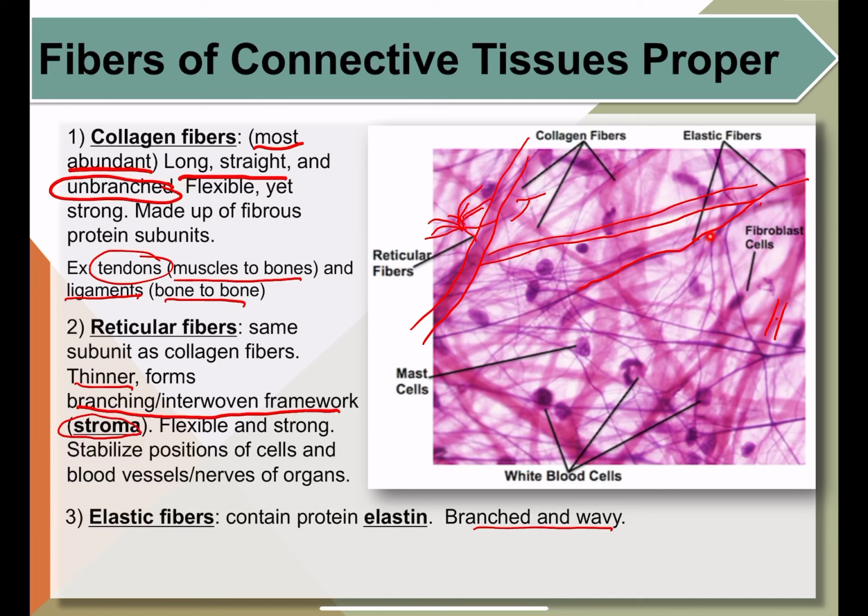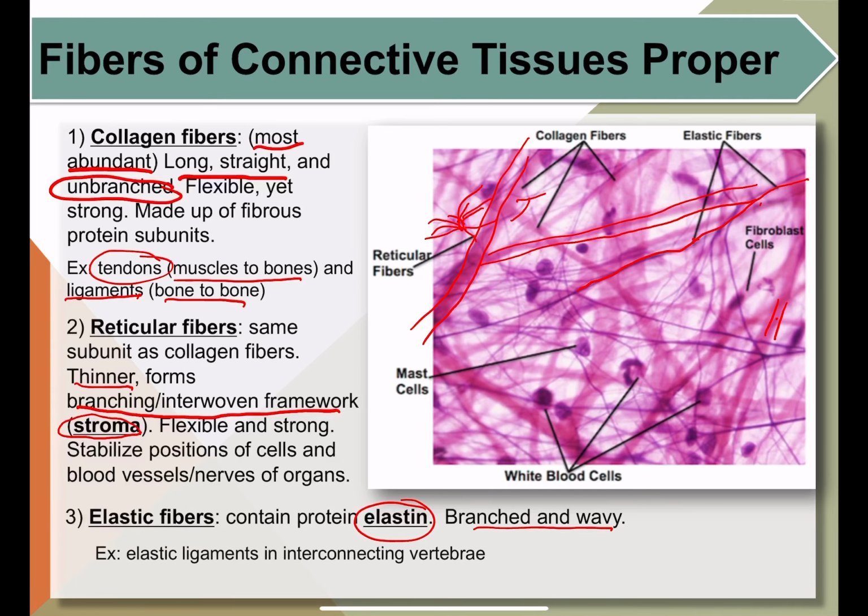And then elastic is the middle ground, not as thick as collagen, but not as thin as reticular fibers. They're thick because they need to have that flexibility of being able to stretch. That's why they are called elastic fibers, because they have the ability to stretch with the protein elastin. Reticular and collagen fibers both have similar protein subunits. What's special about elastic fibers is that they have the protein elastin that makes them stretchy.